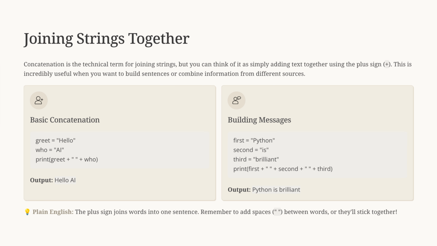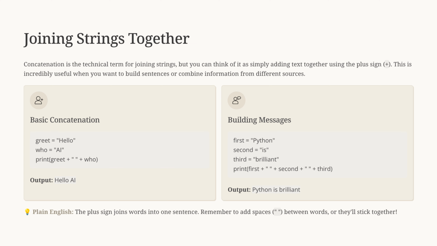Well, let's talk about joining text together, something you'll use all the time. In Python, we call this concatenation. It simply means adding one string to another. For example, we take hello and AI and join them with a space to get hello AI. We do this using a plus sign, which connects the words.